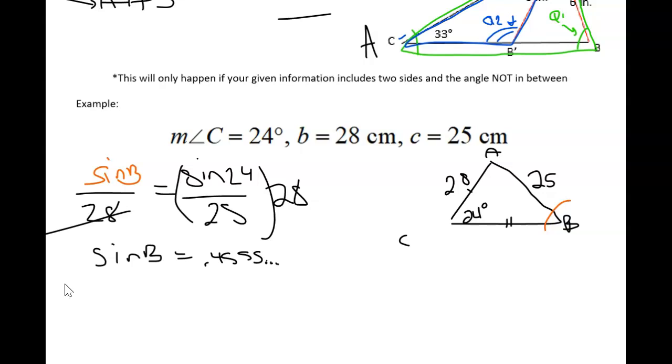So my first option for B is if B equals 27.1 degrees. Preferably, we're going to round that to the whole, but for this example, I am going to keep it with the tenths. Well, what is that answer in quadrant 2? To determine that answer, you're going to subtract it from 180.